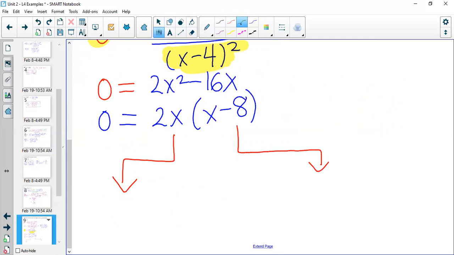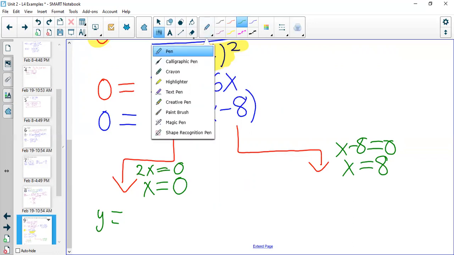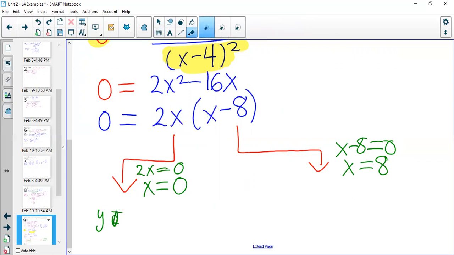So 2x is equal to 0 means that x is equal to 0. And setting x minus 8 equal to 0, that means x is equal to positive 8. So I should have said 2x is equal to 0 there. Now, to get the corresponding y is going to be my original function. You're substituting 0 into the original function. Sorry, let me move this up a little bit.